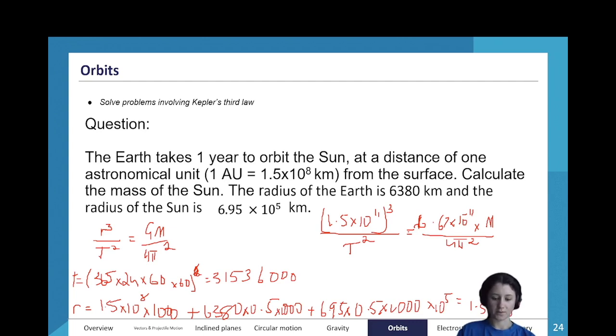And this gives us an answer of 2.02 times 10 to the 30 kilograms. Right? And that is the mass of the sun. It's a pretty big number, so it sounds about right.